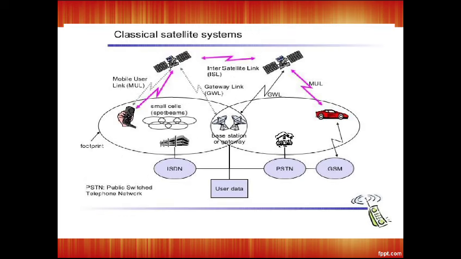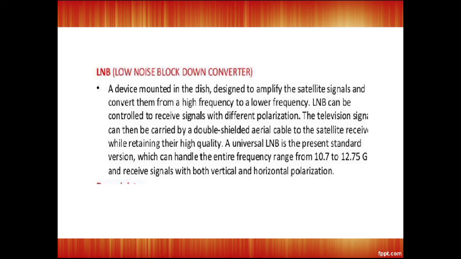Classical satellite system. If you see the classical satellite system, it will have a mobile user link, inter-satellite link, and gateway link. Communication goes from the mobile user link through the gateway link to the base station gateway. We will have ISDN and PSTN, public switched telephone network, user data, GSM, and the data can be communicated through the vehicle. So the classical satellite system is available nowadays.